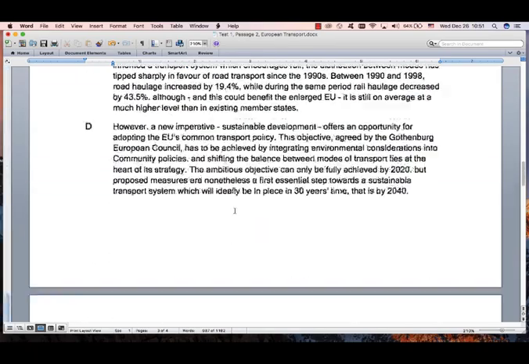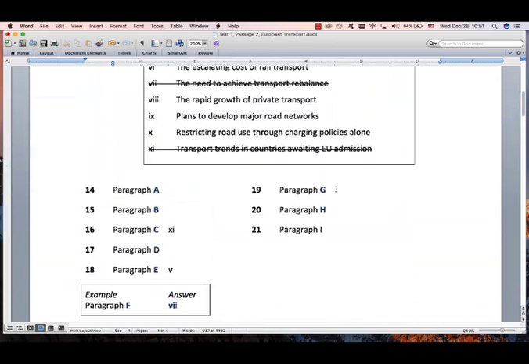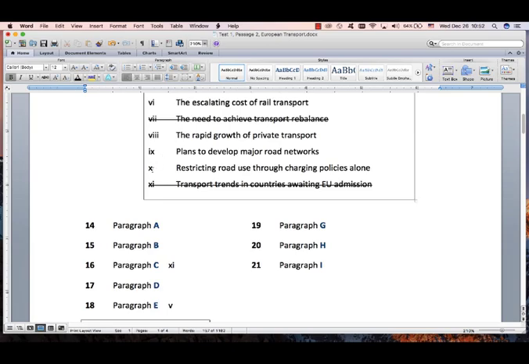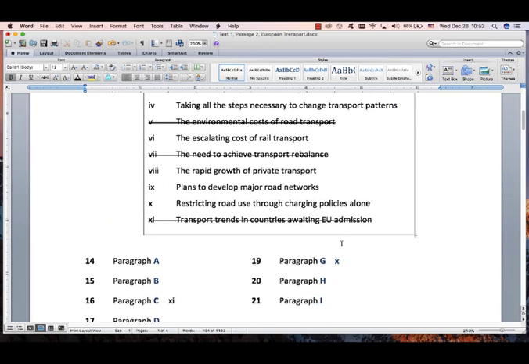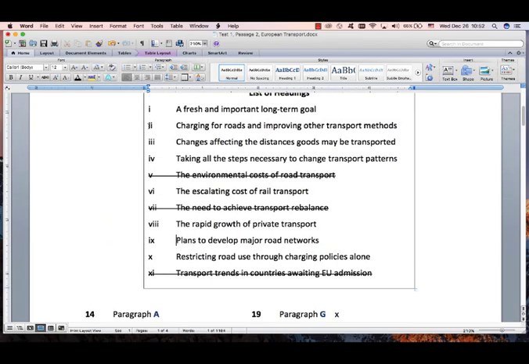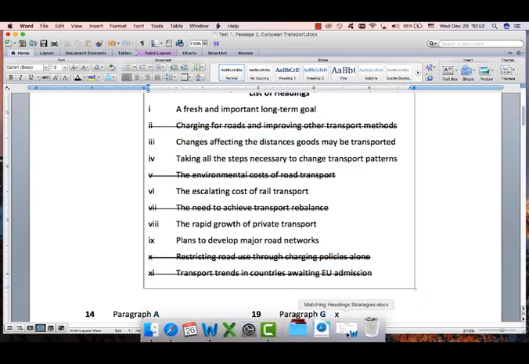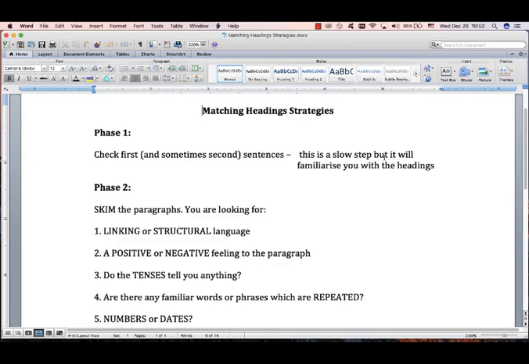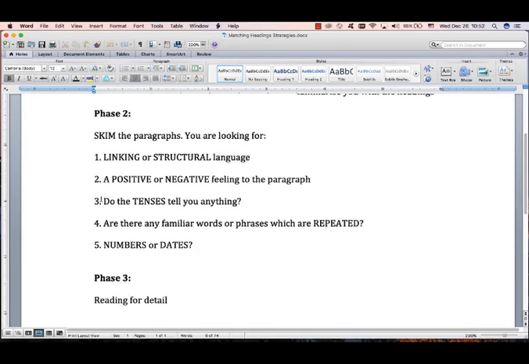So G and H I can knock off just from the first sentences. G is 10 and H is 2. And then I can delete those. Right, so that's phase 1 finished. We got quite a lot there just from checking the first sentences. Went slowly, looked at them carefully. Now you can speed up a little bit. We want to go into phase 2. We're looking at the actual paragraph, the linking and structural language. That actually helped us in the first one because of first approach, second approach, third approach.